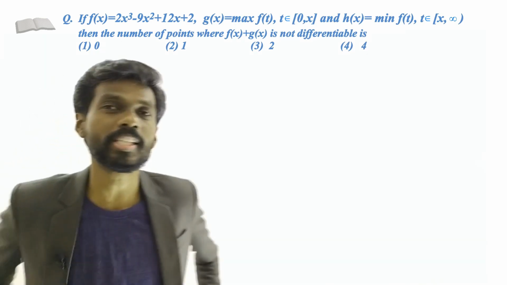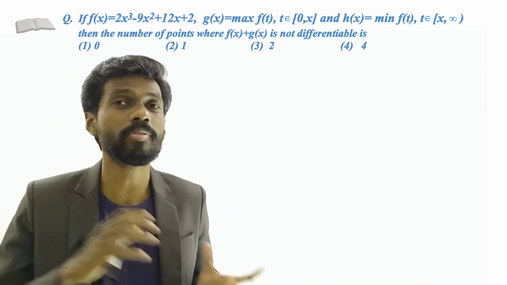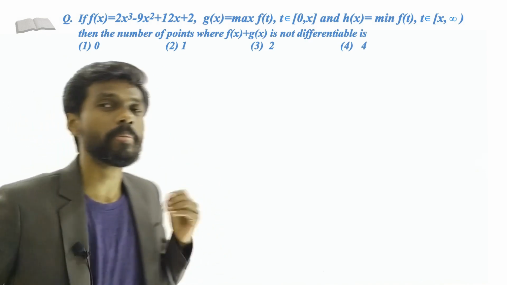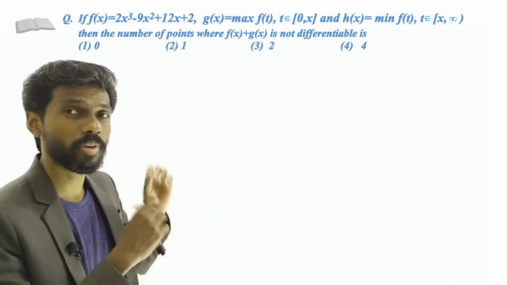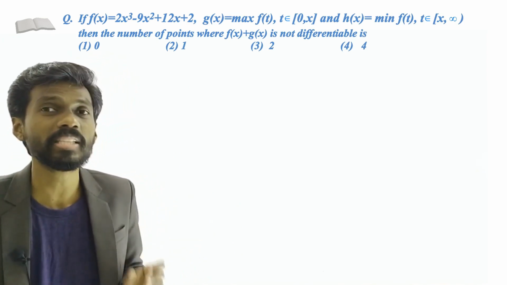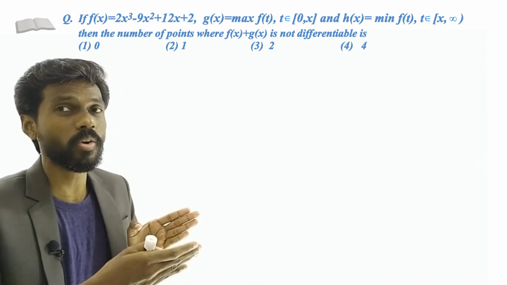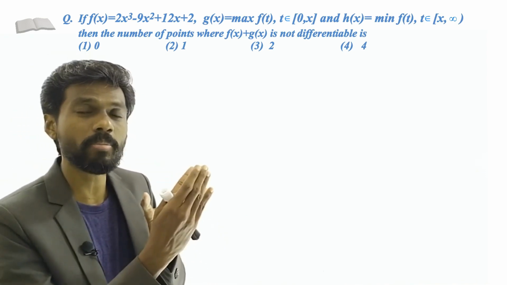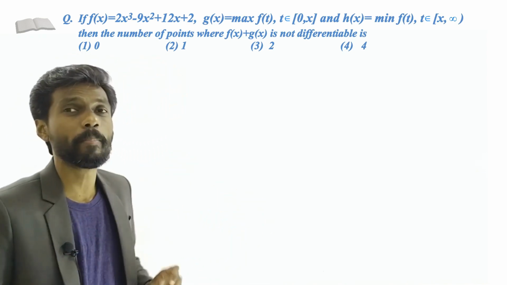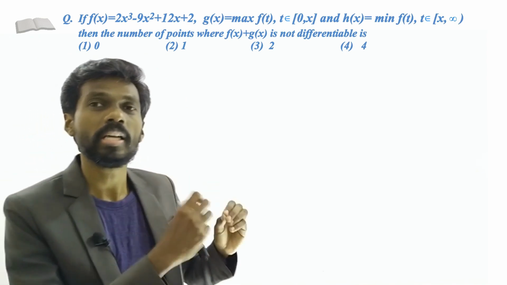Here a function f of x is given, which is a cubic expression in x. Now g of x and h of x are given in terms of f of x. See, g of x is the maximum value of f of x from 0 to x. Similarly, h of x is the minimum value of f of x from x to infinity. So this is a variable value. Maximum is not a constant value because the interval itself is a variable. So 0 to x, x is not a constant. So from 0 to x, whichever is the maximum value, that is the value of g of x. Similarly, from x to infinity, whichever is the minimum value of f of x, that is the value of h of x.